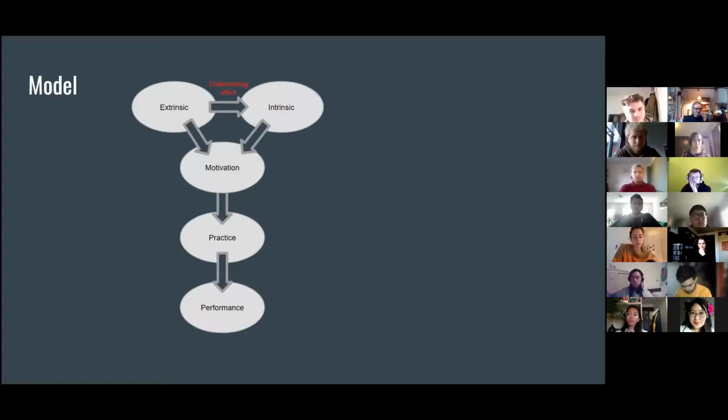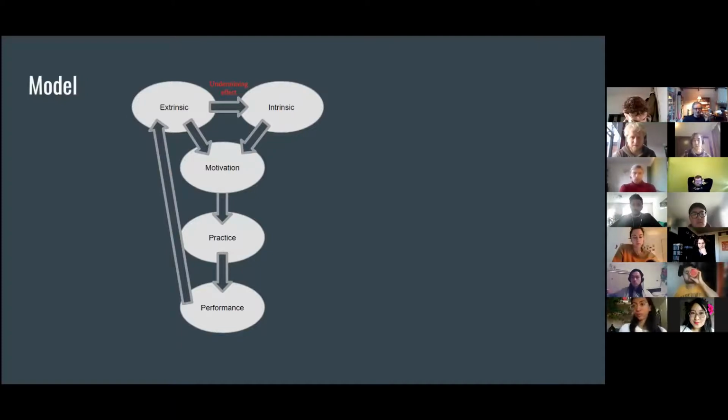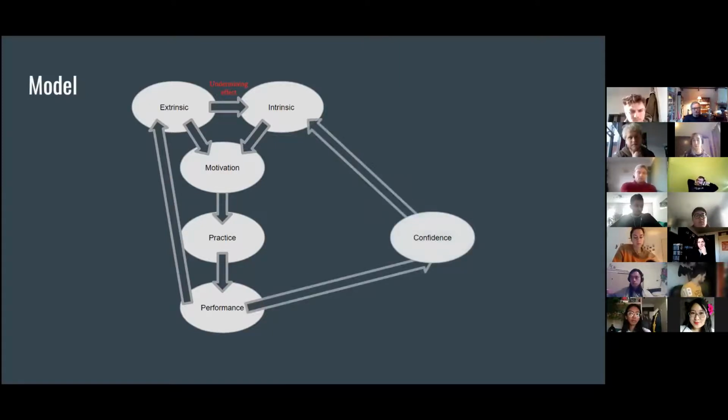In our model, the extrinsic motivation is influenced by the performance of the person. So the better you are at it, the more extrinsic motivation, for example money, you will receive to do it. And the performance also influences the intrinsic motivation through confidence. So the better you get at something, the more confident you get, and the more intrinsic motivation you will get.